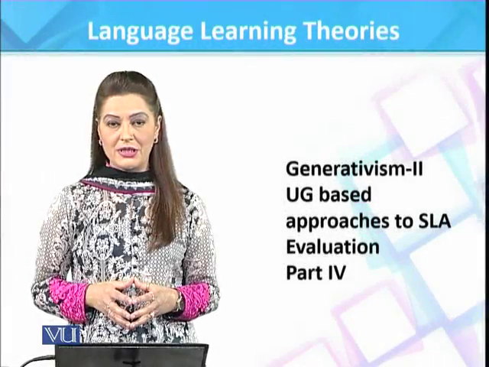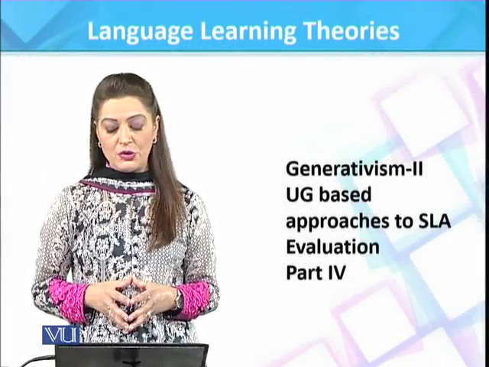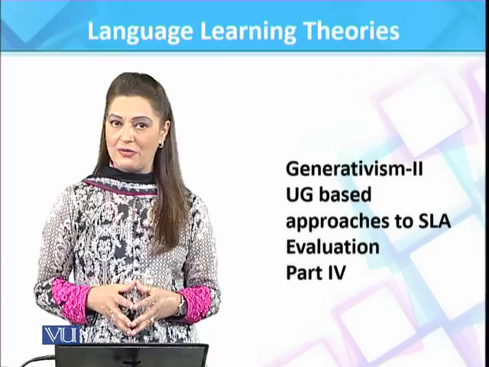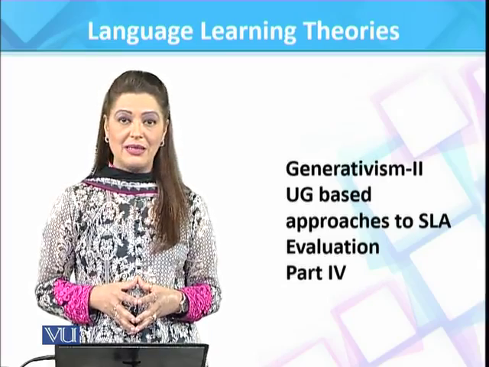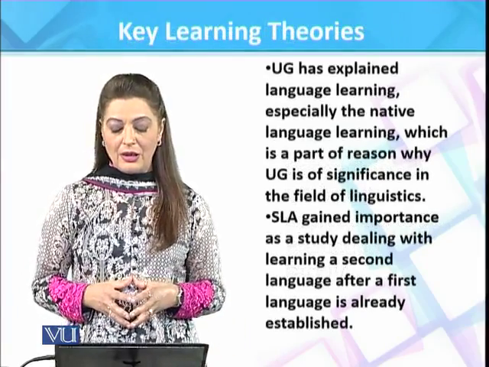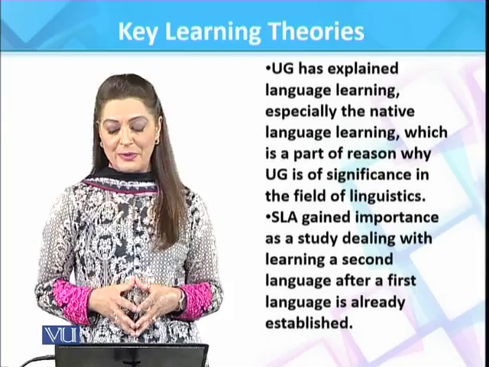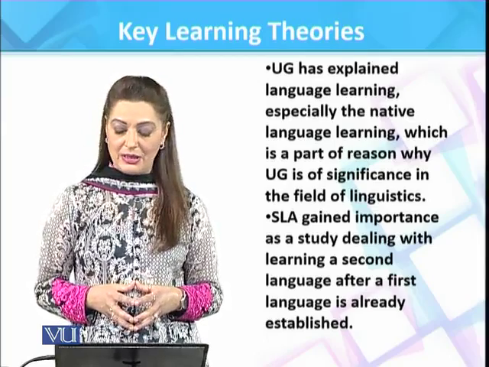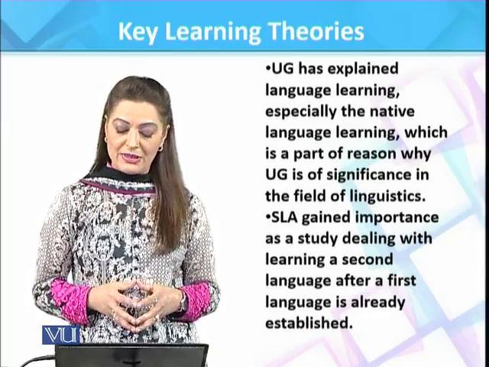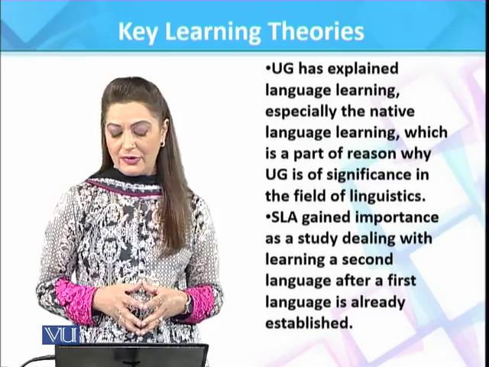Now we are going to discuss the fourth part of generativism, which is universal grammar based approaches to second language acquisition and their evaluation. Universal grammar has explained language learning, especially native language learning, which is part of the reason why universal grammar is of significance in the field of linguistics.